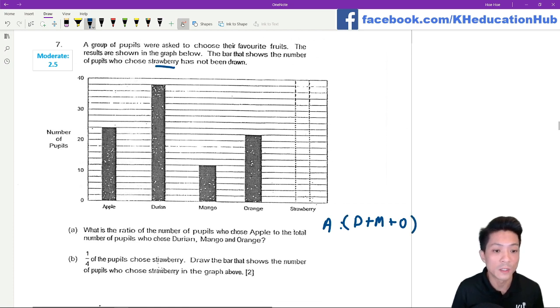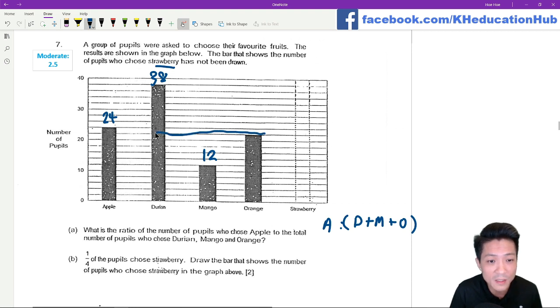Let us write down the number first. Apple would be, there are 1, 2, 3, 4, 5 gaps, right? So each one is 2. This is 24. Durian is 38. Mango would be 12. Orange would be, this is a bit difficult to see, 22.